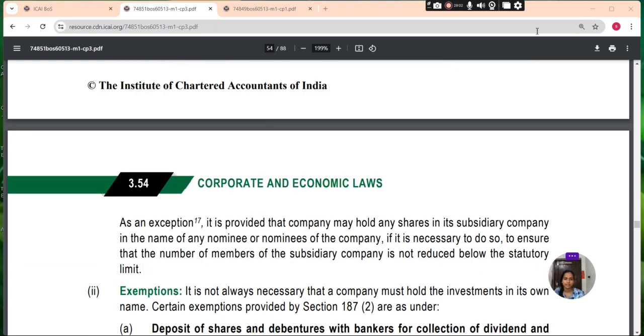As an exception, it is provided that a company may hold any share in its subsidiary company in the name of any nominee or nominees of the company, if it is necessary to do so to ensure that the number of members of the subsidiary company is not reduced below the statutory limit.